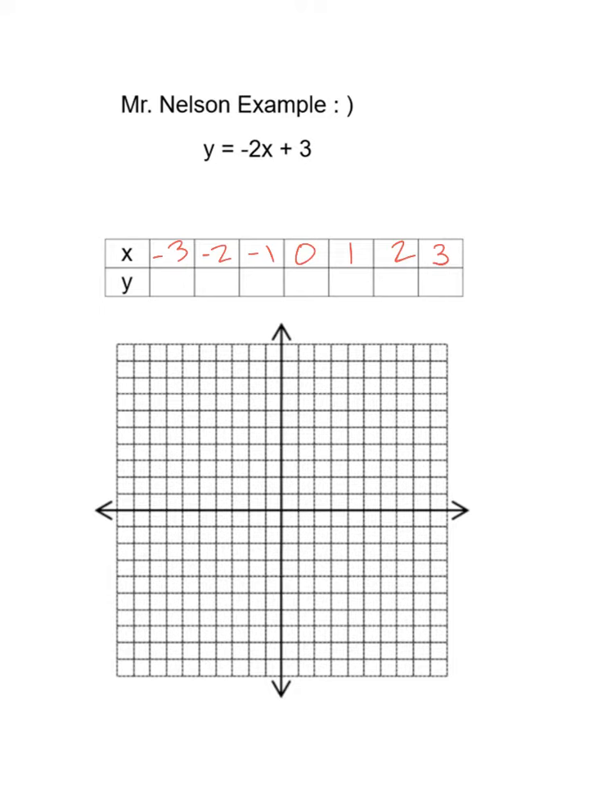So now I take my -3, I stick it into this place where x is. -2 times -3 is 6. 6 plus 3 is 9. I take -2, plug it in. -2 times -2 is 4. Plus 3 is 7. Plug in -1. -2 times -1 is 2. 2 plus 3 is 5. And then you just go through like that.